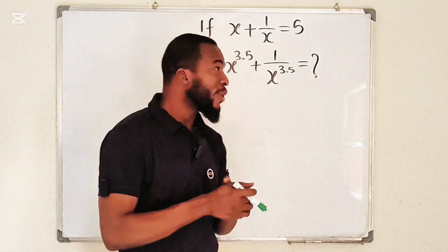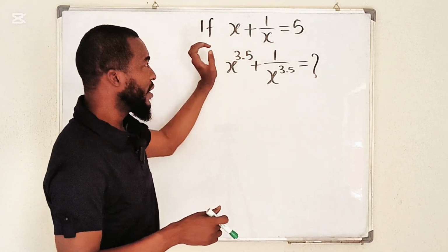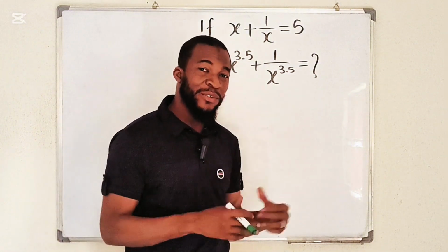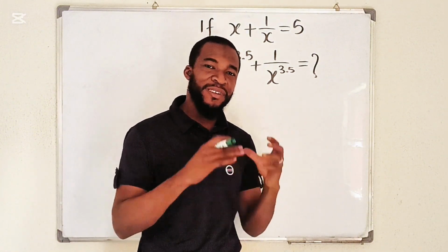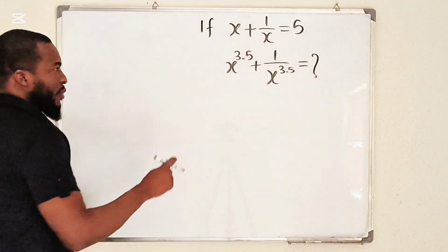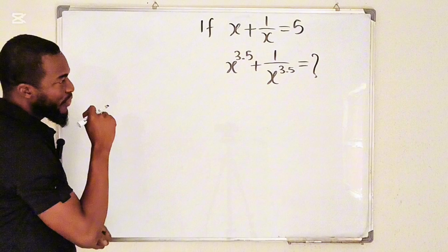Normally you can just solve this equation and substitute the values of x here, evaluate and get your final answer. But that is not the Olympiad standard way of solving the problem. All right, before we start, I would like to reason.